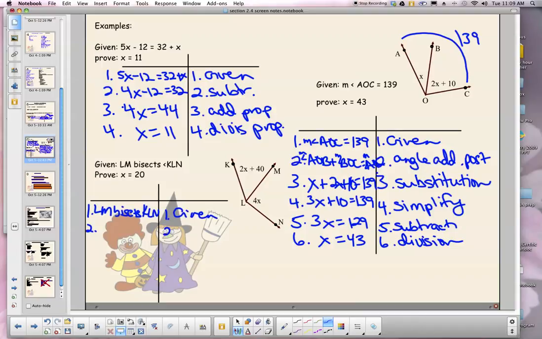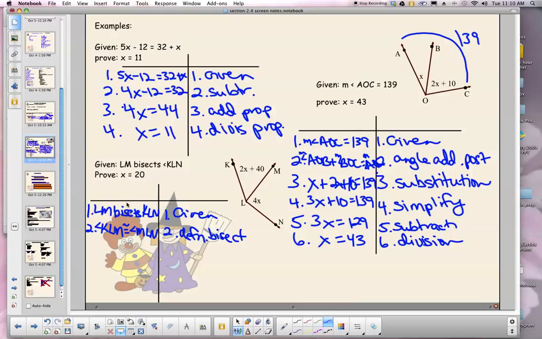And again, somewhere along the line, I'm going to have to switch from geometry to algebra because I've got to get down to x equals 20. Well, what does it mean that LM bisects KLN? Well, by the definition of bisect, it means that it cuts it into 2 equal parts. So I know that angle KLM has to be congruent to angle MLN. And my reason would be the definition of bisect.